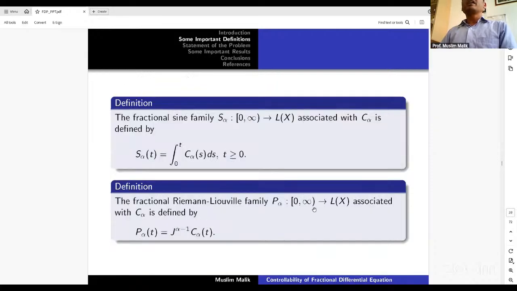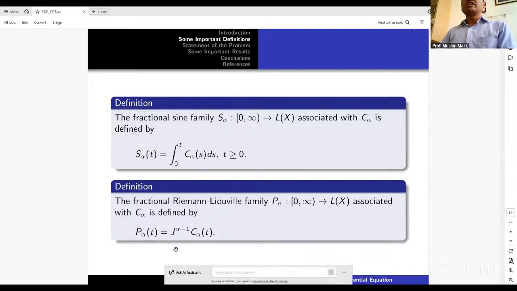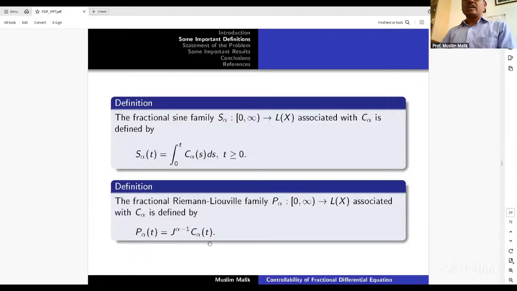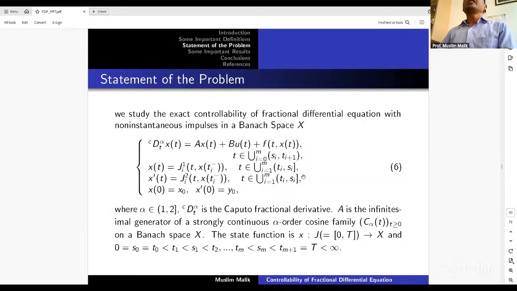Similarly, related to the cosine family, we have the sine family. Related to that, S alpha t has this form, and this is the relation with C alpha. Then we have the Riemann-Liouville family P alpha t, associated with C alpha, defined by this. And this is our research problem.